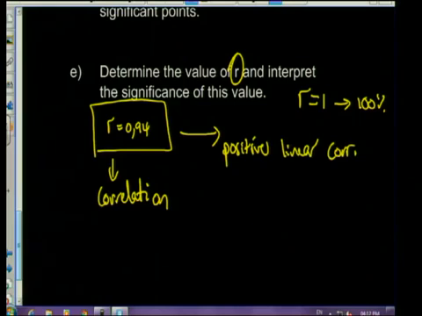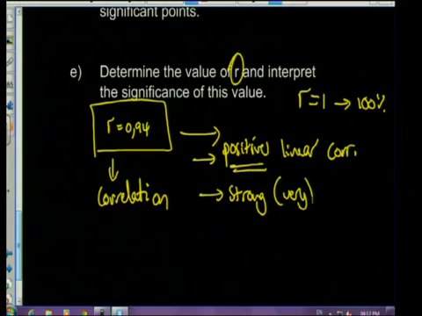So the sign is always part of the answer when you do an interpretation. And then the second part is we say, well, how strong is it? We would say it's a very strong correlation. Okay, it's a strong, or you could say very strong correlation. So there's always two parts.